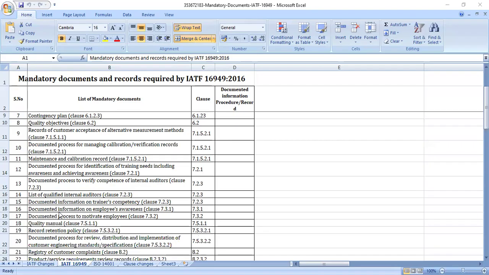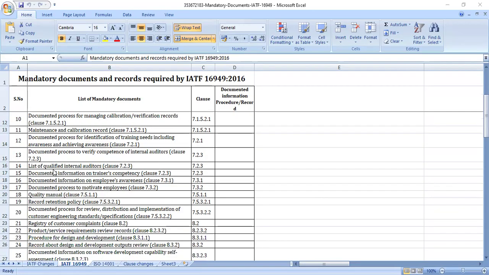10th, documented process managing calibration/verification records, clause 7.1.5.2.1. 11th, maintenance and calibration record, clause 7.1.5.2.1. 12, documented process for identification of training needs, including awareness and achieving awareness, clause 7.2.1.